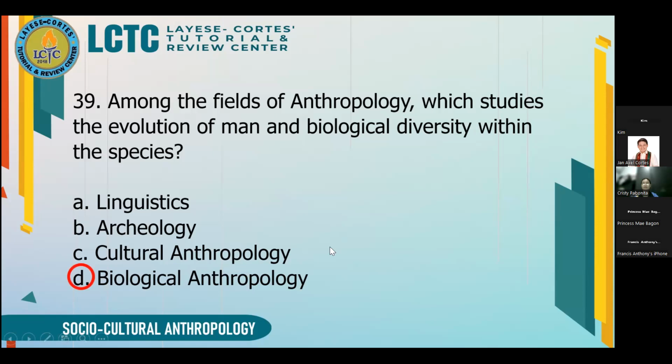So it's already in the question. The answer is already in the question, so don't go far away. Just always go back to the question and give the answer to the question. So it is the biological anthropology.